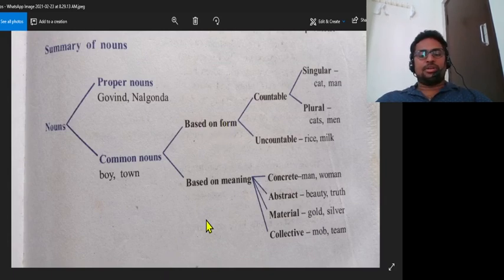Hope you understand what are parts of speech, what is noun, how many types of nouns there are in English, what they are, and where we have to use them. I think you understood, and we will meet in the next class with another part of speech. Thank you all.